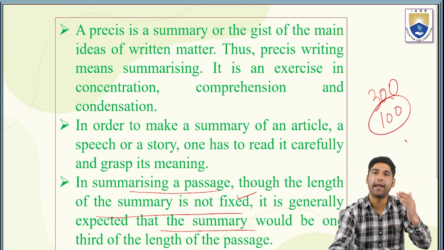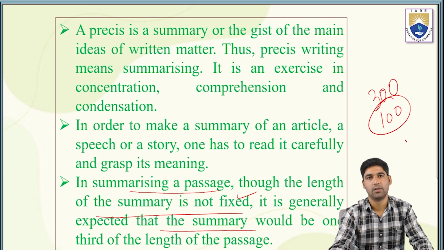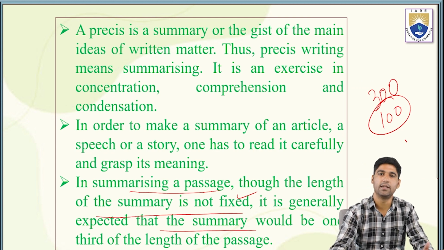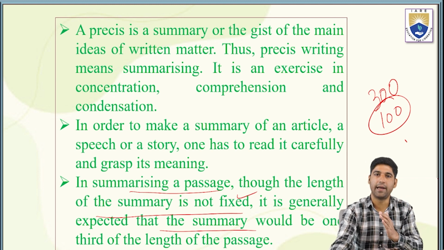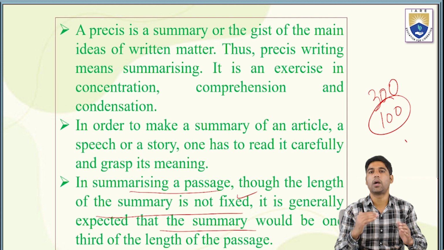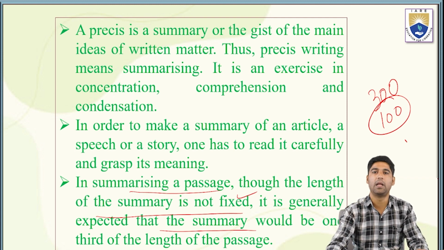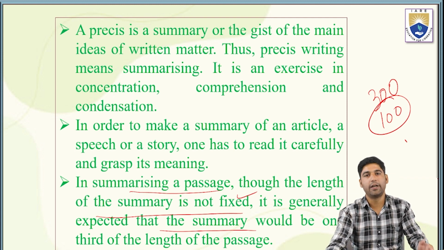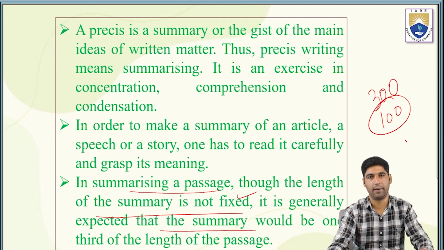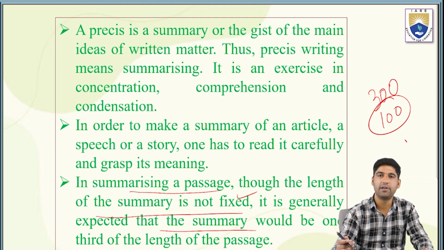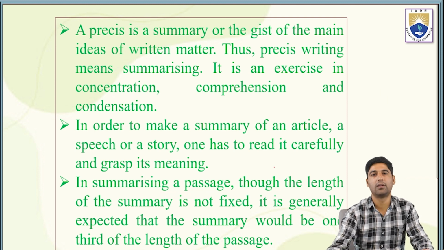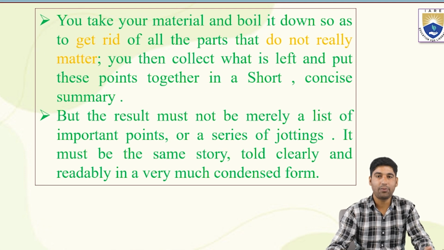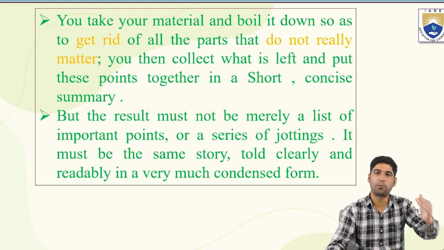One third of the actual length of the passage. So when you are writing a precis of any given text, you need to keep this in your mind that your length should not exceed one third of the length of the actual passage. So this is the criterion which has been accepted in all the writing circles about precis writing. How can we do this process of condensation?